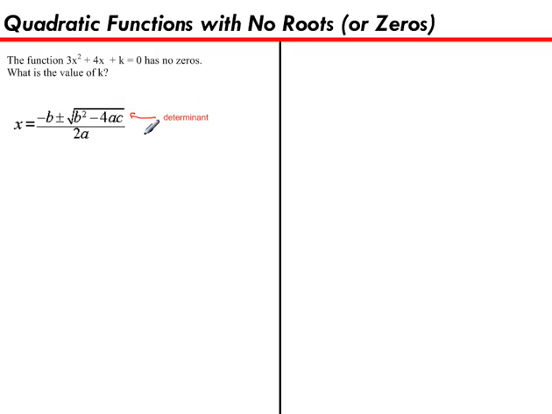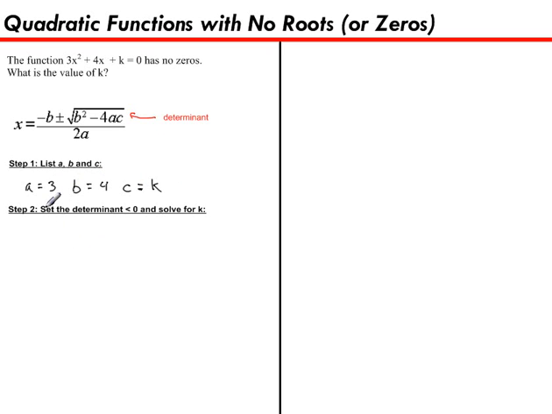And the determinant has a variable for a, b, and c, so we need to fill those values in, and let's list those in step 1. A is going to be the first number in the quadratic equation, which is a positive 3. B will be the second number, which is a positive 4. And then we come to C. C is an unknown. It's positive k. And that will be what we're solving for in this problem.